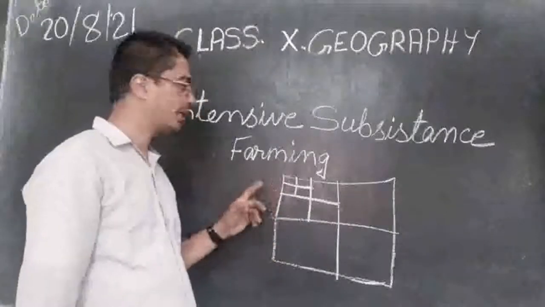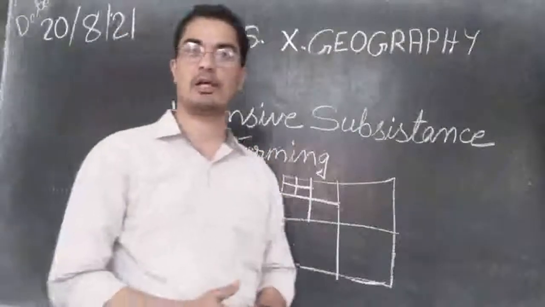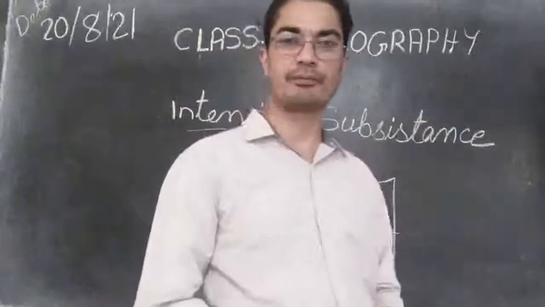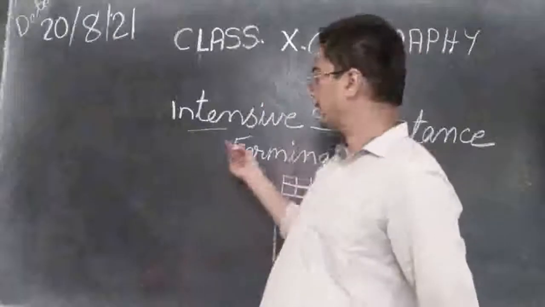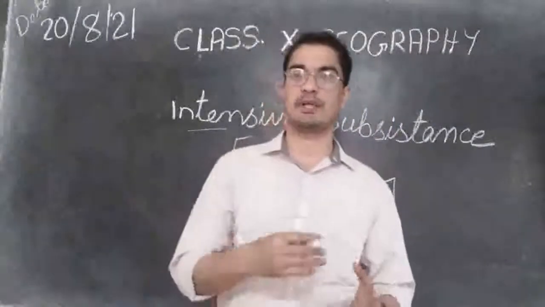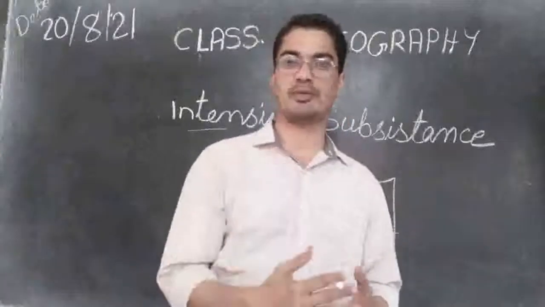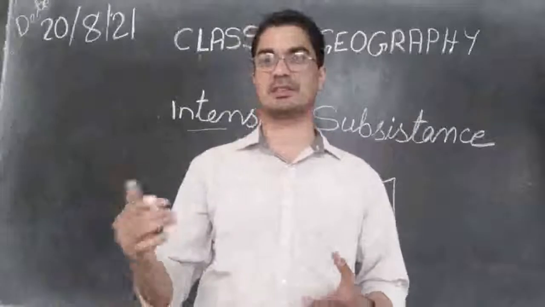So that is why they need to practice this intensive subsistence farming, otherwise they cannot survive. And so they will cultivate maybe rice. After harvesting the rice, they may cultivate wheat. After harvesting wheat, they may cultivate cabbage or potato or other pulses and so on.